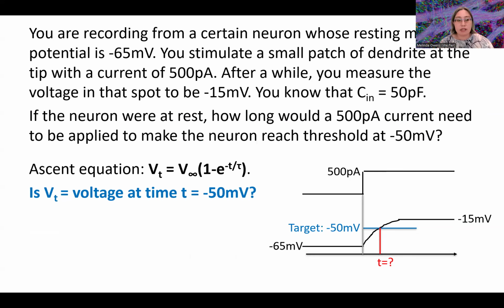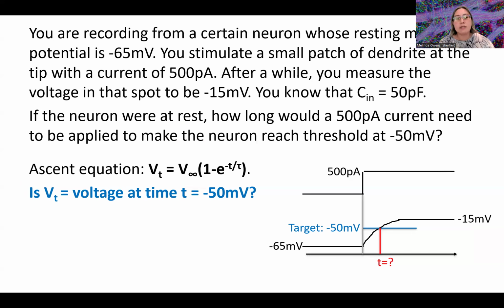So VT, do we have VT? Actually we do have VT, right? Because we want to find T. Right, but we have the VT. Is it -50? Because the question asked, how long would the current need to be applied to make the neuron reach -50? Is that our VT? What do you think?